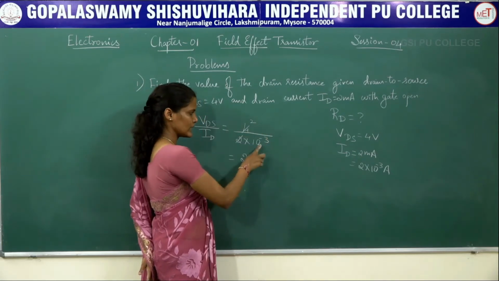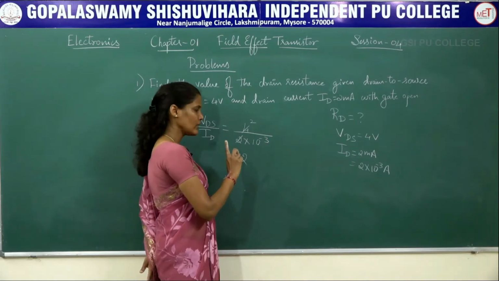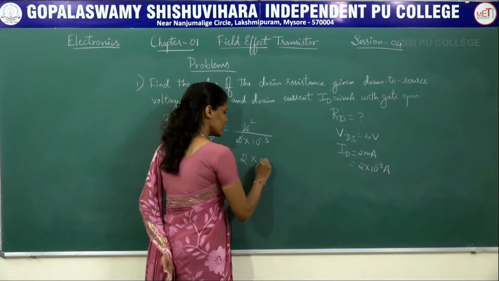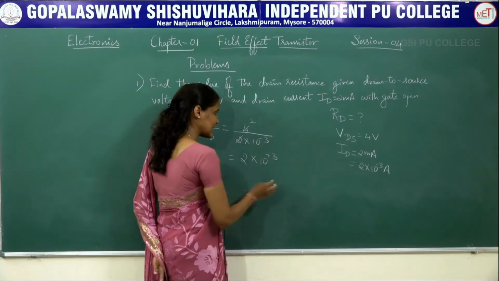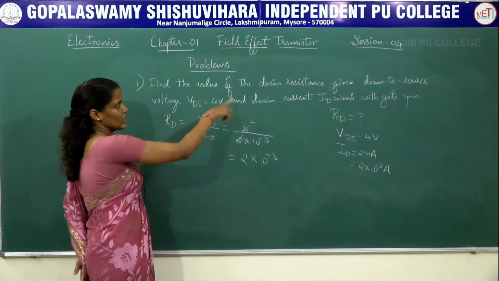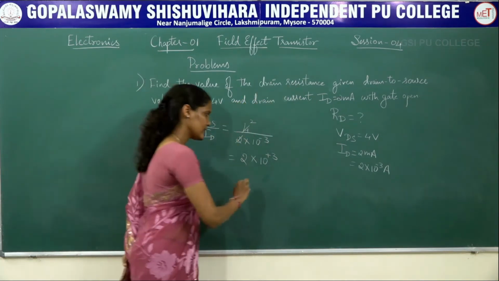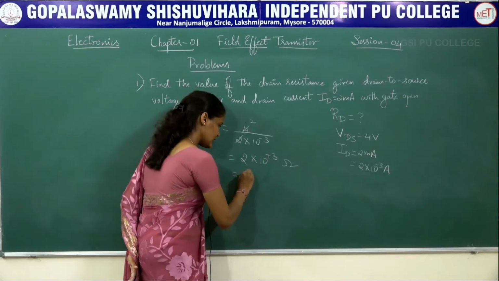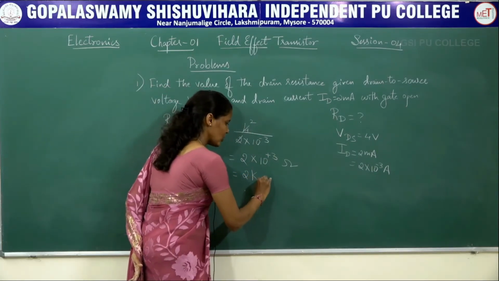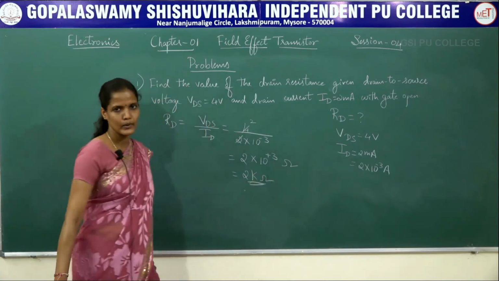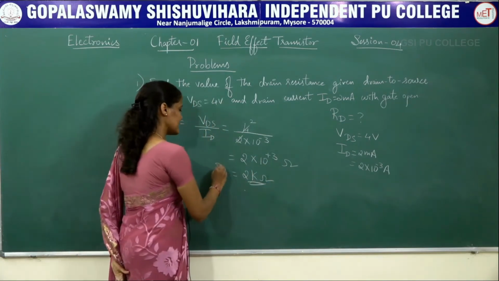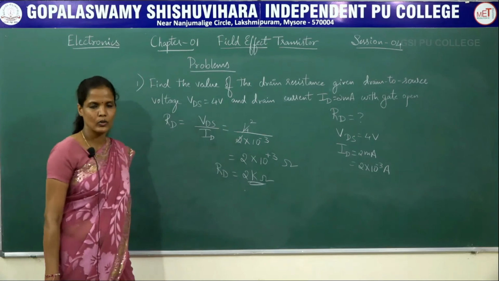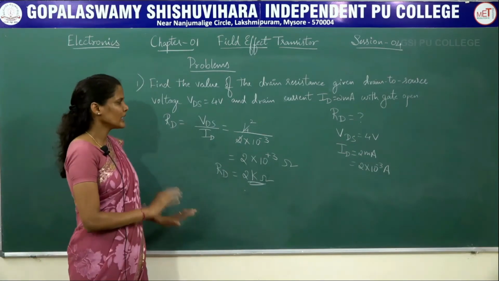When it goes to the numerator, its value will be equal to 10 to the power of plus 3. So 2 into 10 to the power of plus 3, this is the drain resistance. The resistance unit is ohms. So since 10 to the power of plus 3 is there, we can directly write it as 2 kilo ohms. So RD is equal to 2 kilo ohms. Simple, right? So don't get confused.